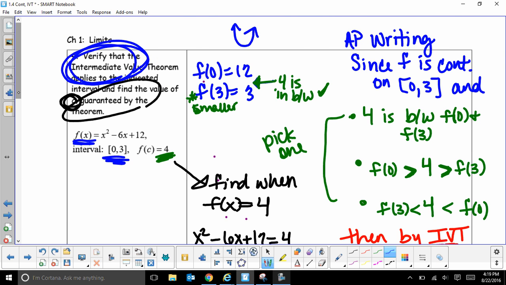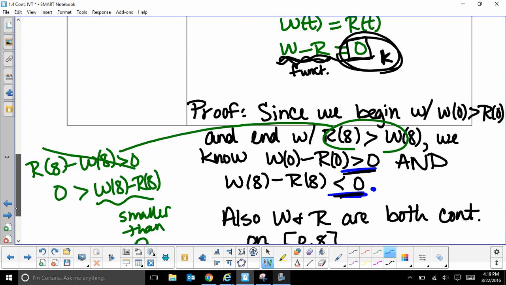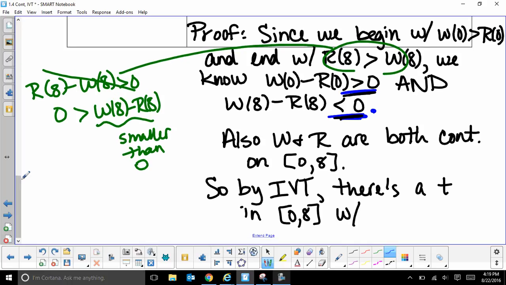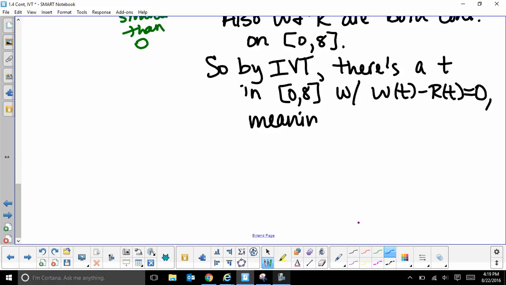Just like on the last page, if you go back, I showed something greater, something less. 0 was my in-between. Same idea. I showed something greater than 0, something less than 0. 0 is my in-between. So there's a T in 0 to 8 with W of T minus R of T equaling 0. That means W of T equals R of T. And that's what we wanted. Is there a time T where that happens? Yes. By IVT, I've guaranteed it.